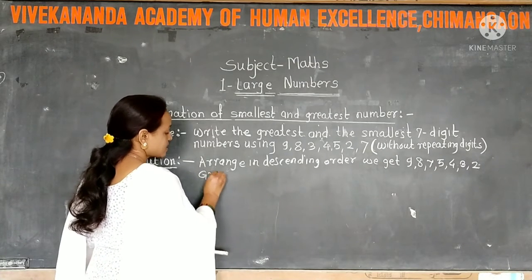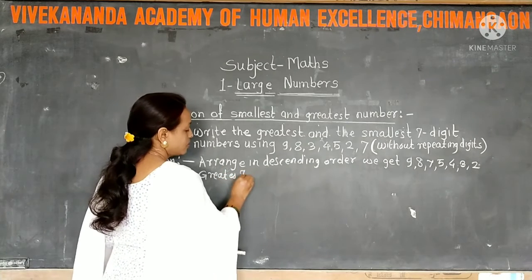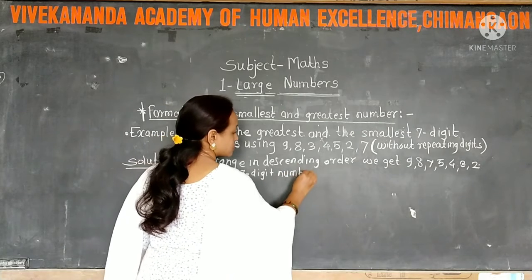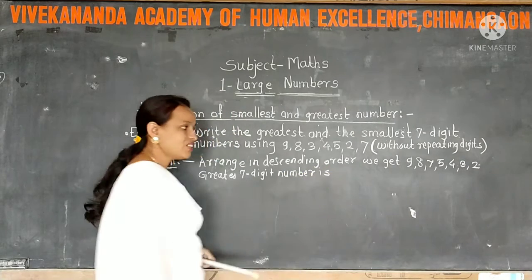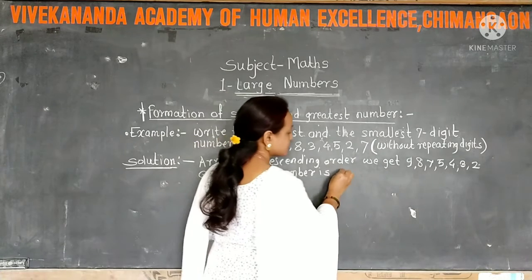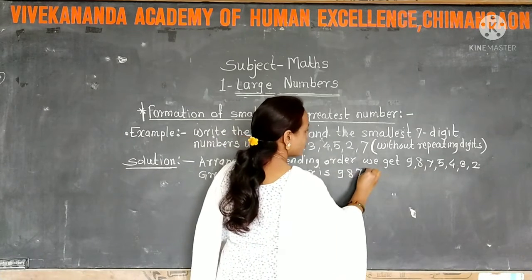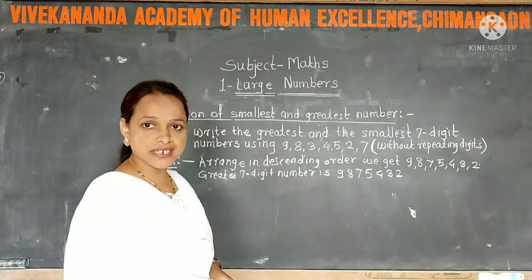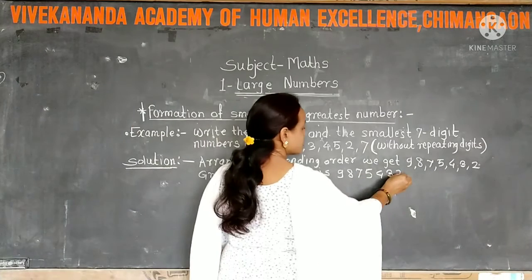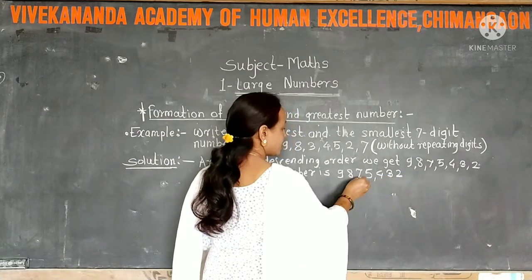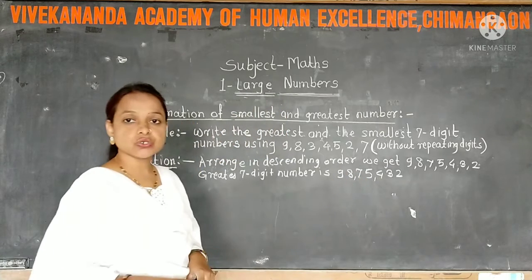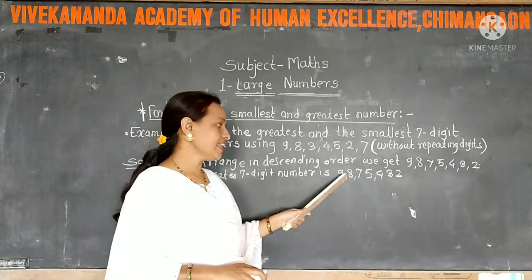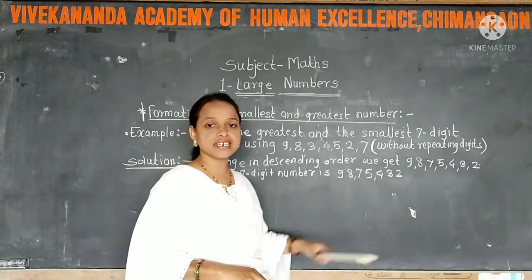So the greatest 7-digit number without repeating is 9, 8, 7, 5, 4, 3, 2. Now we separate the periods by putting commas: ones, tens, hundreds, thousands, ten thousands, lakh, ten lakh. So we get the greatest 7-digit number by using the given digits, 98,75,432.